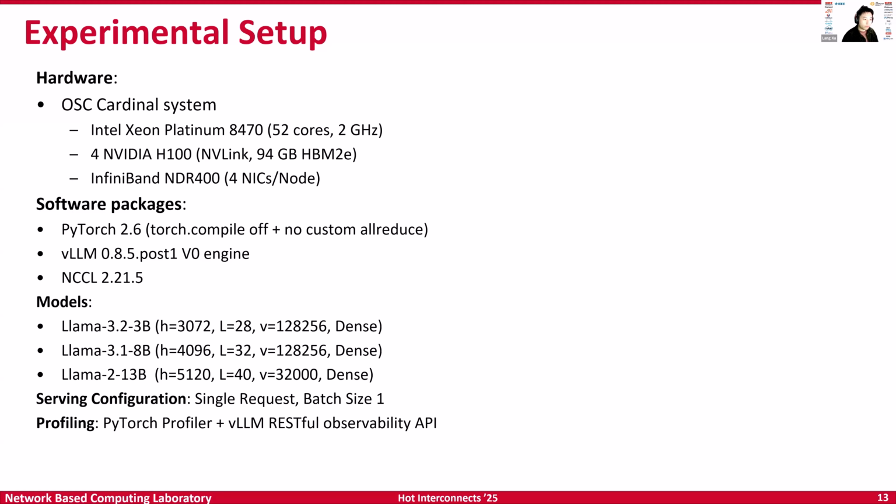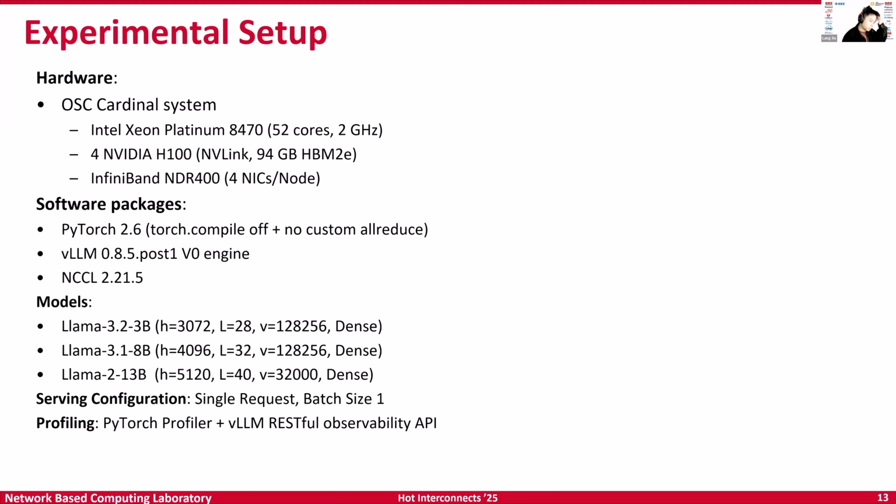The models we are going to cover are the Llama models: 3.2 3 billion, which is the smallest, and then we gradually scale up to 8 billion and 13 billion. These models all differ in hidden dimension size, the number of layers, and the vocabulary size. The same thing is that they are all dense models.